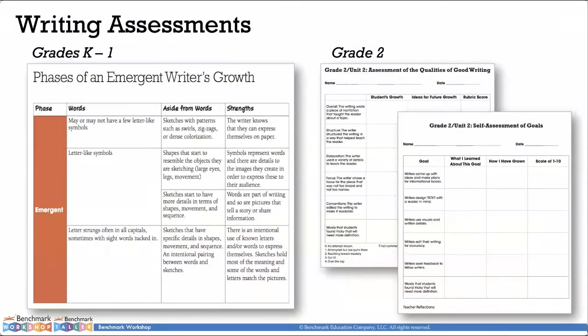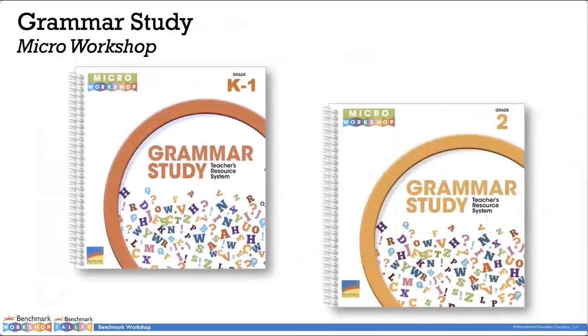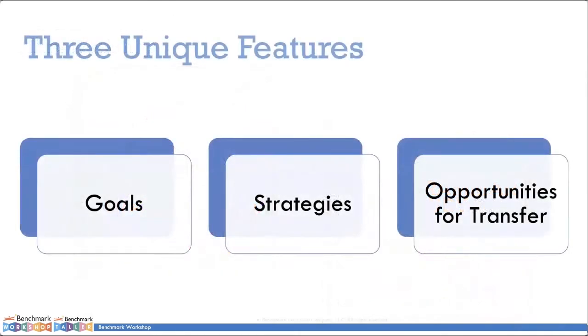We also have tools to map students' growth, including the developmental stages of emerging writers, goal-centered assessment tools, and student tools for self-reflection. Benchmark also has a set of materials for developmentally sound grammar learning in the primary grades. The Benchmark Writers Workshop draws upon research and classroom practice to both simplify and strengthen writing instruction by building in these three parts: goals, strategies, and opportunities for transfer.